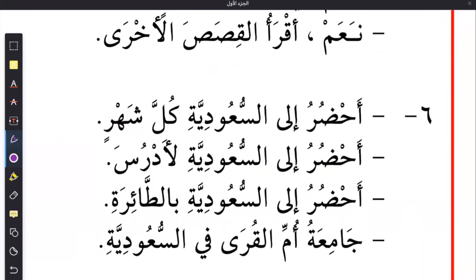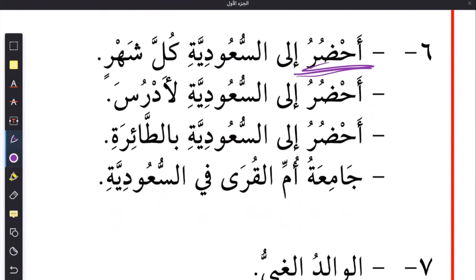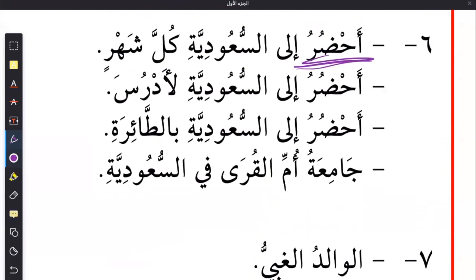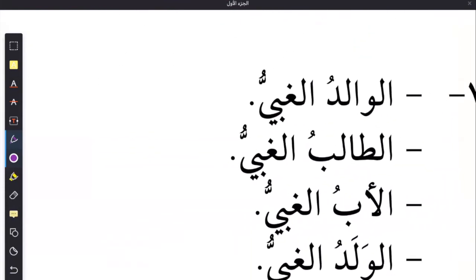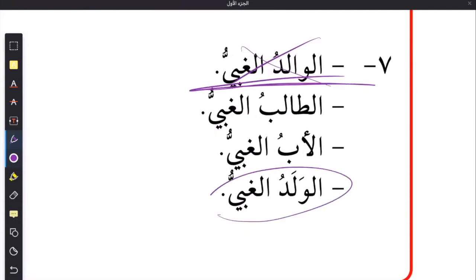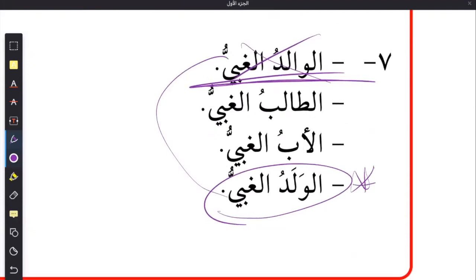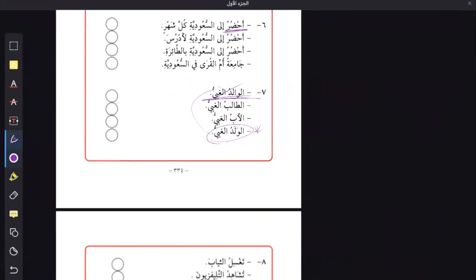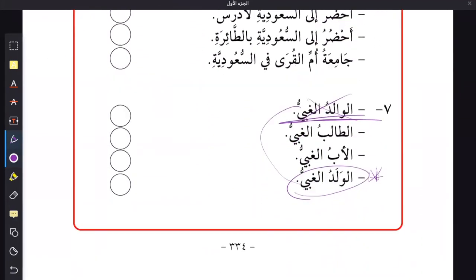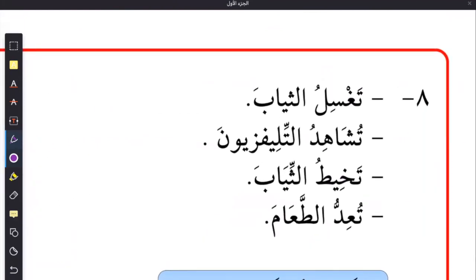Simple. Ahduru. Who remembers what hadara yahduru means? It's to attend, right? I don't see anything else important here. Al-walidu. It wasn't al-walidul ghabi. It was al-waladul ghabi. Okay, they also put it here, but I think this was the answer. Anyway, the stupid boy, right? So I don't see anything interesting here in terms of the verbs or the nouns or the sentence structure, so we can quickly skip them.